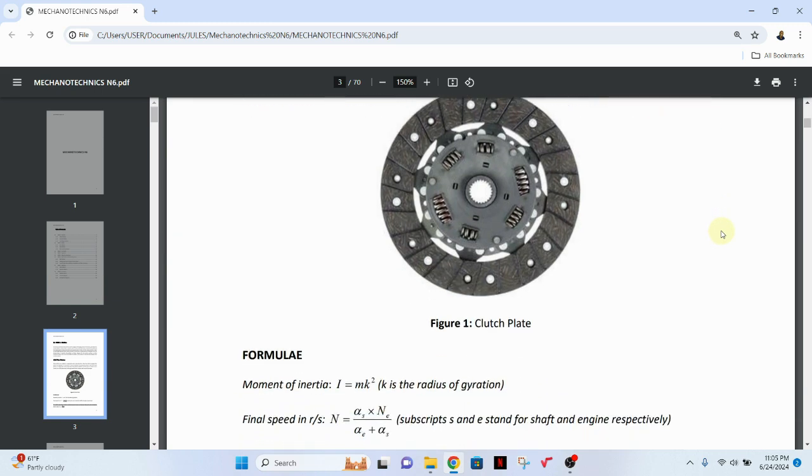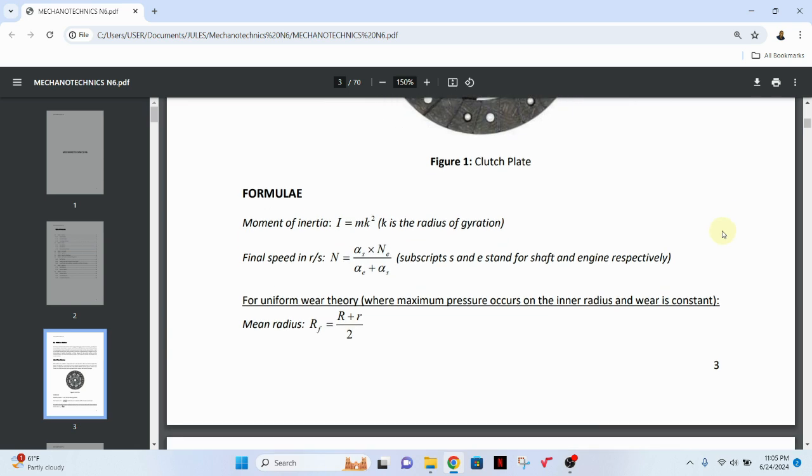And so the equations that are very important with plate clutches are the ones that you see on the screen. First is the moment of inertia. This equation here is that of the moment of inertia. And this is not to be confused with the moment of inertia that you study in strength of materials. In strength of materials, you also have something called the moment of inertia, but that one is the area moment of inertia. The one that you have in mechanotechnics is the mass moment of inertia.